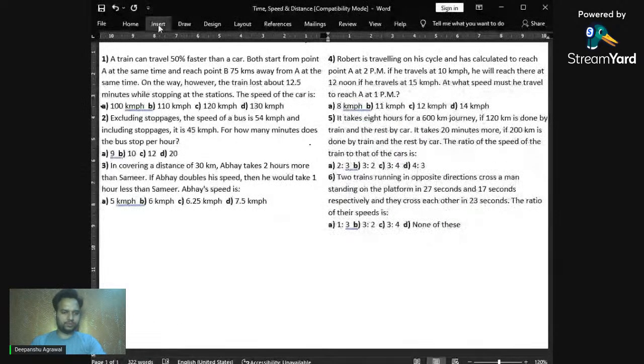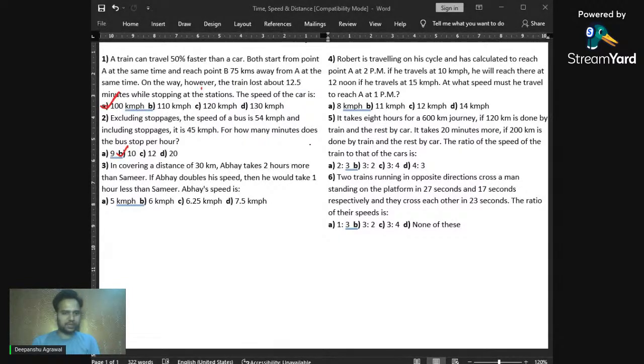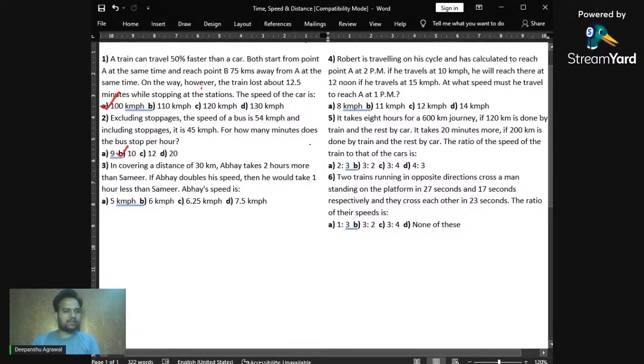So, the answer for question number one was 100 kilometer per hour. For two, it should be 10 minutes. Then for third, the answer should be 5 kilometer per hour. I took 2 hours more than Samir. Yeah, it would be 5 kilometer per hour.